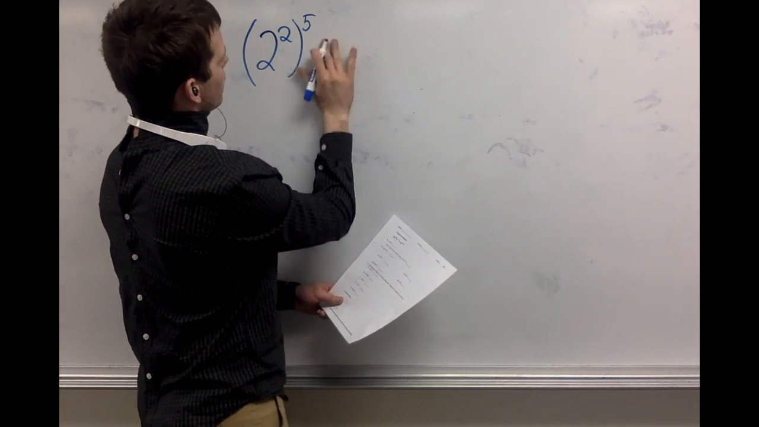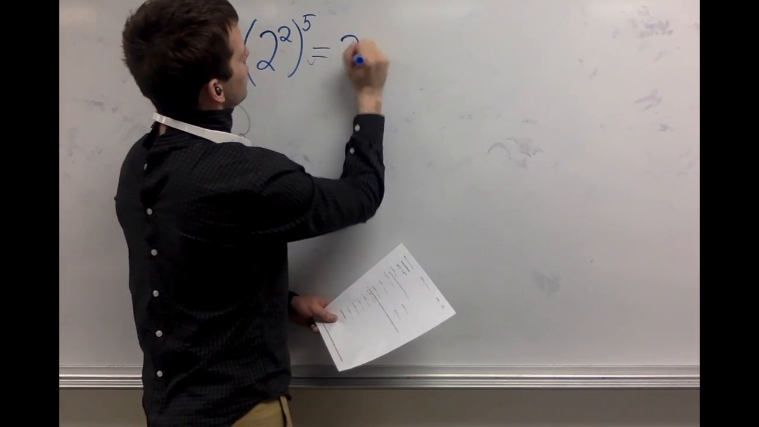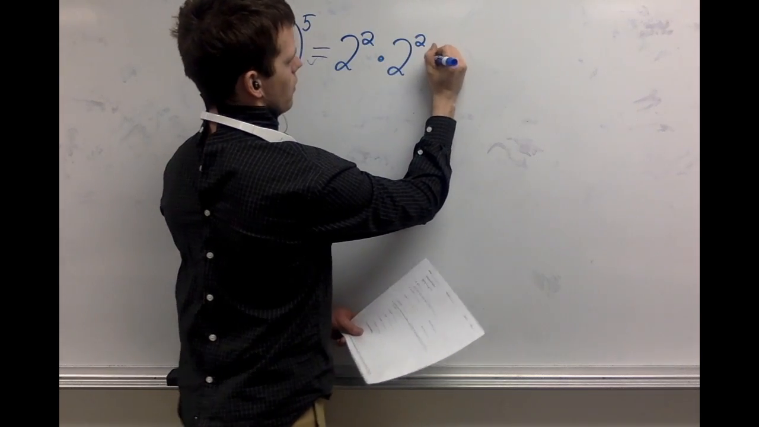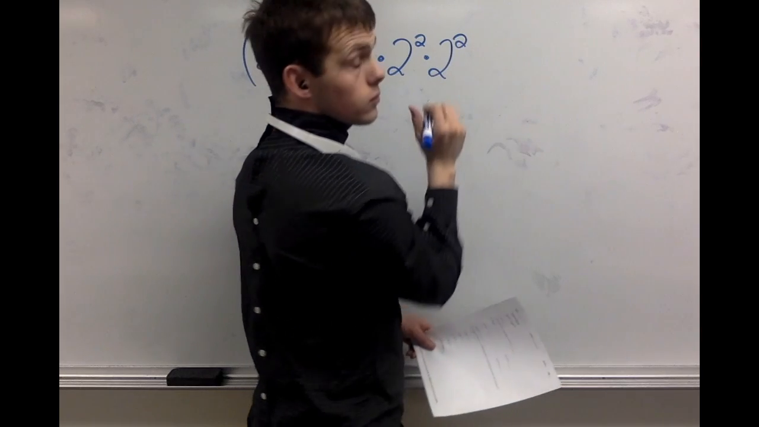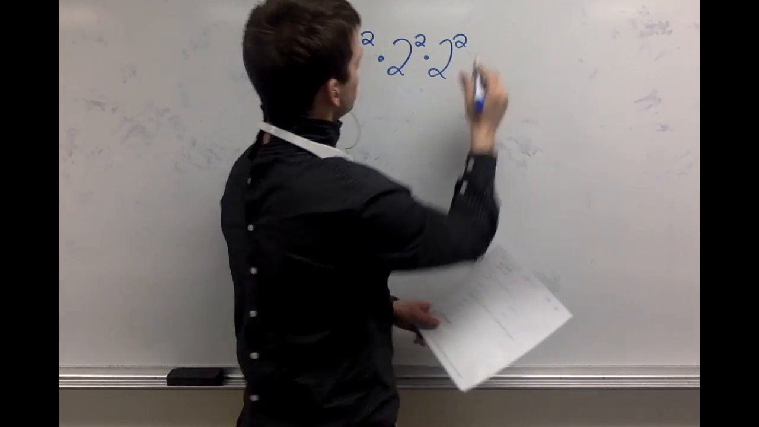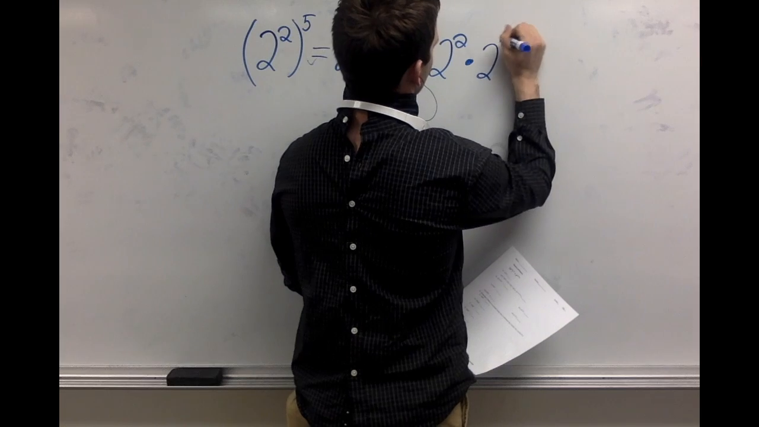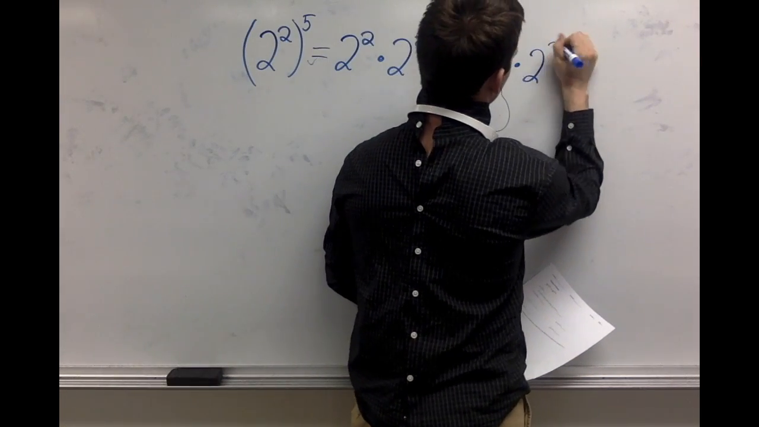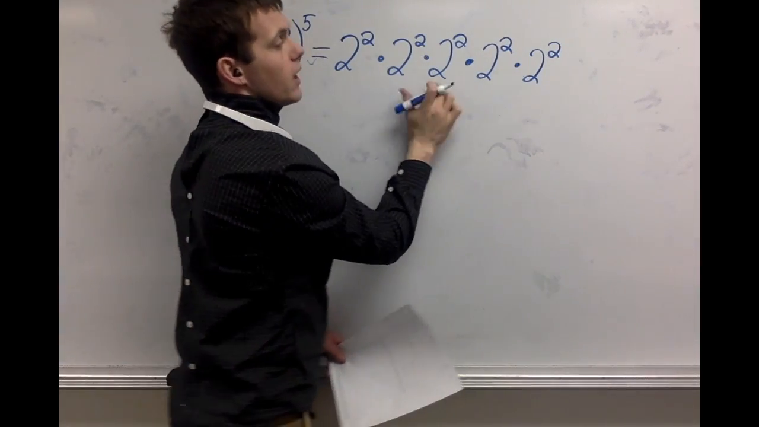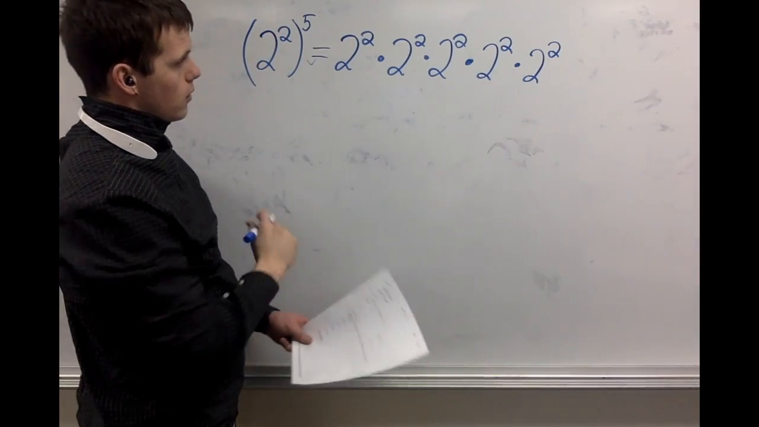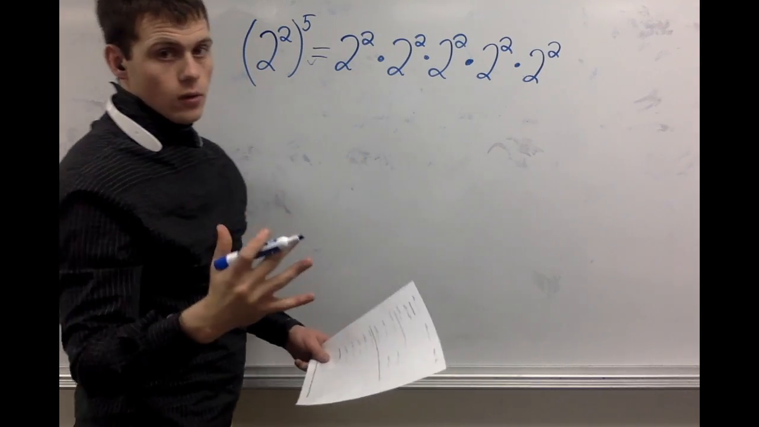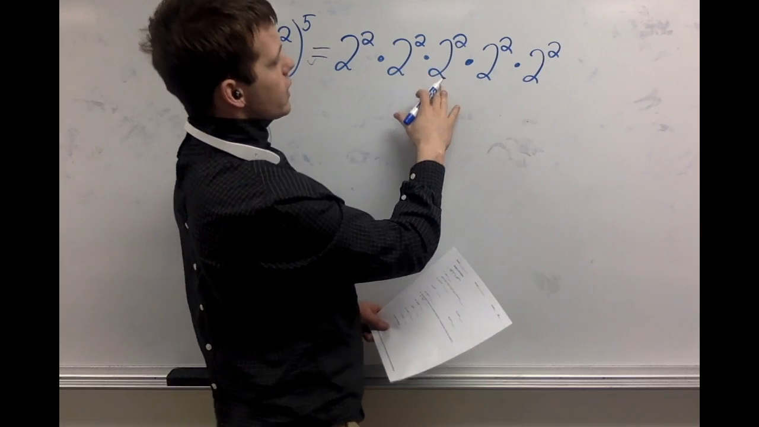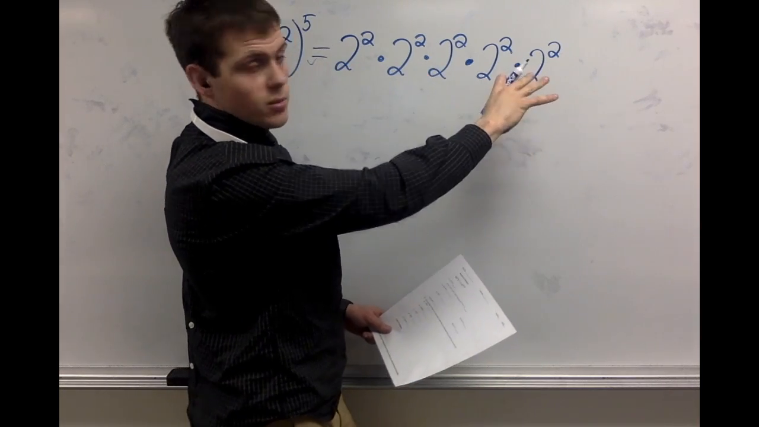So in order to do that, we're going to get 2 to the 2nd times 2 to the 2nd times 2 to the 2nd, times 2 to the 2nd times 2 to the 2nd, 5 times. Now, in the last video, you saw 2 to the 2nd times 2 to the 2nd times 2 to the 2nd. We're going to add these exponents.